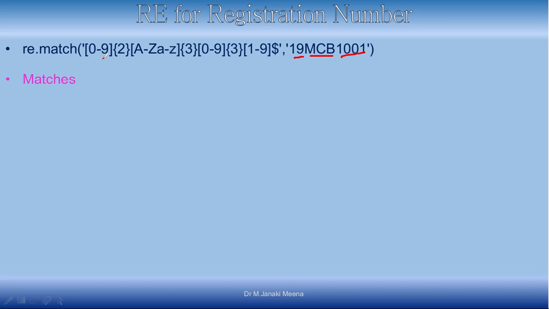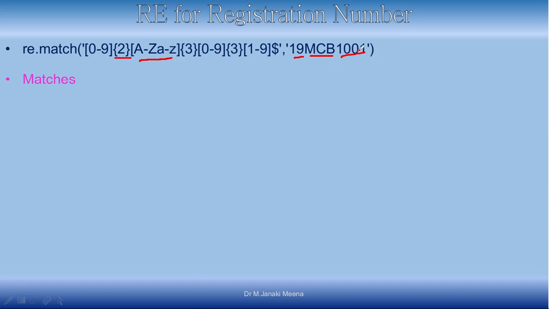So when you look at the regular expression, the first two are numbers, isn't it? So we are going to say 0 to 9 and 2 should come, right? So within the curly braces we are putting 2, followed by letters, alphabets. A hyphen Z, capitals as well as small, and then 3 times it can occur.